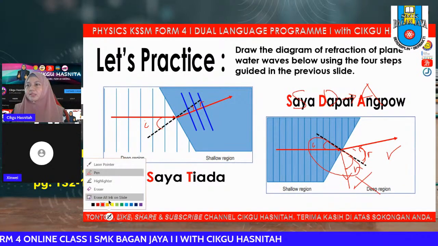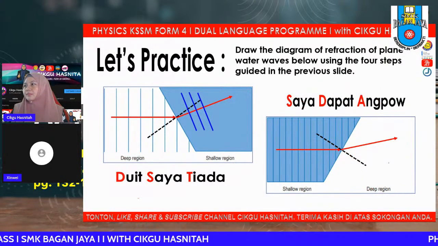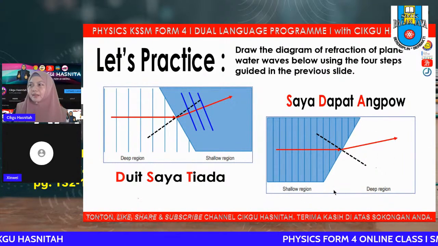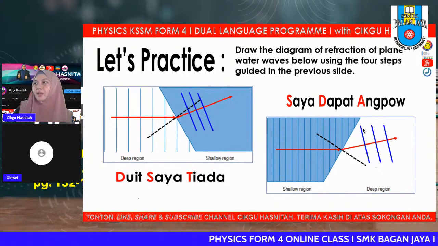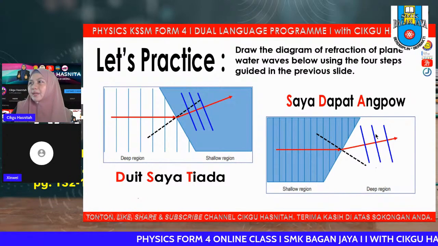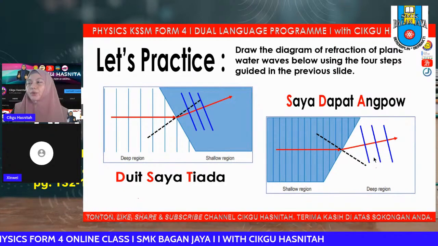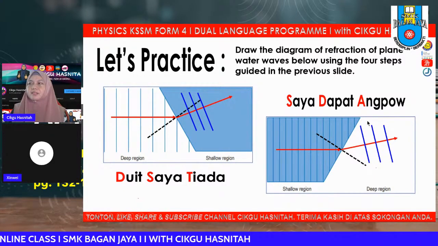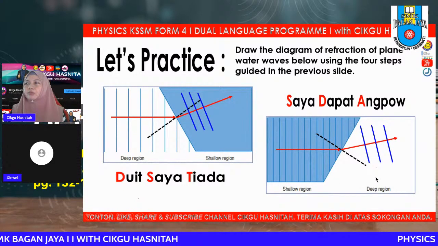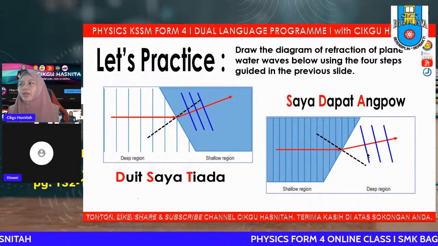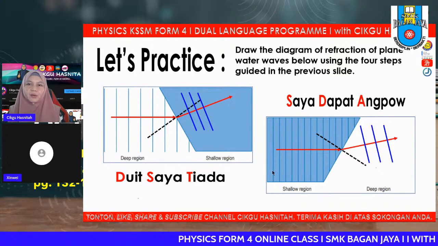And the fourth step. What is the fourth step? You draw the refracted wave. So we draw the distance further. Why further? Because in the deep region, the wavelength increases. So what we have here, from shallow to deep, the wave refracted away from normal with increasing wavelength.